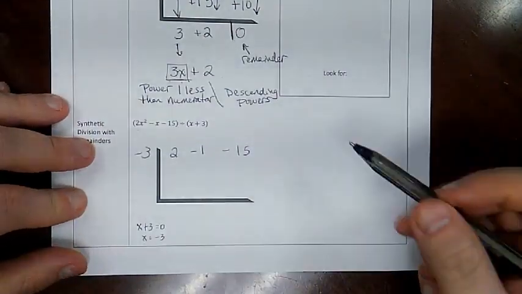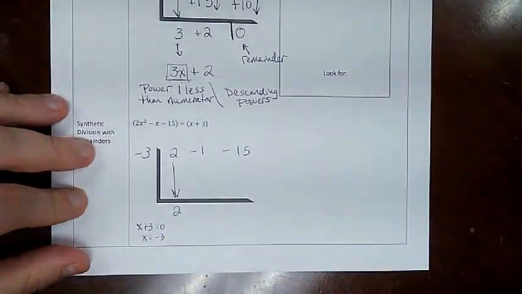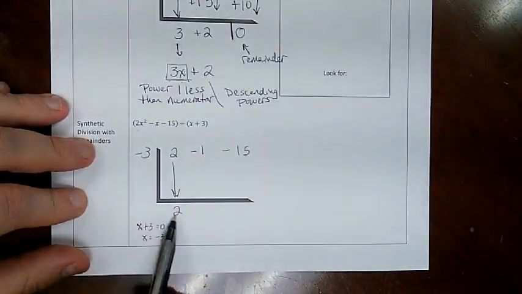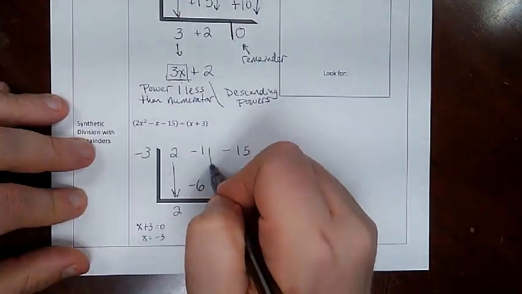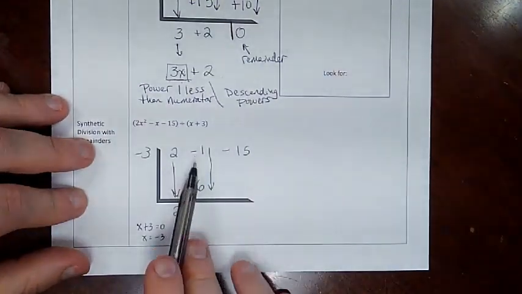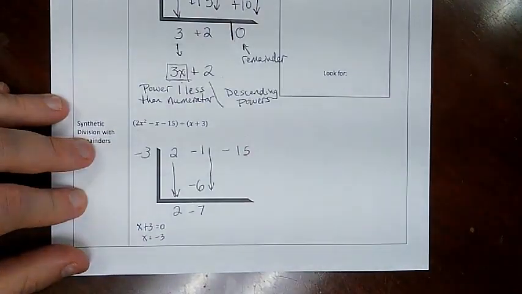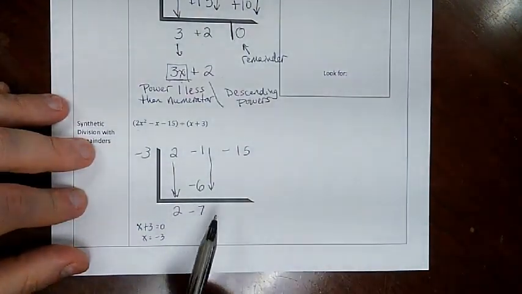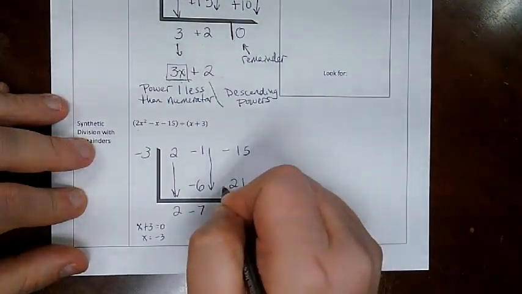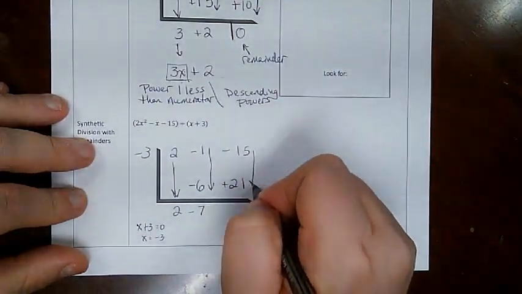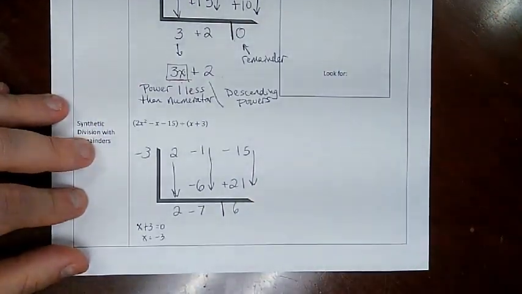Just like in the last problem, I'm going to bring down my first coefficient of 2, multiply it by negative 3. 2 times negative 3 is negative 6. Then I'm going to add down. Negative 1 plus negative 6 is negative 7. Take this negative 7, multiply it by negative 3, and I get positive 21. When I add down, this leaves me with a remainder of 6.